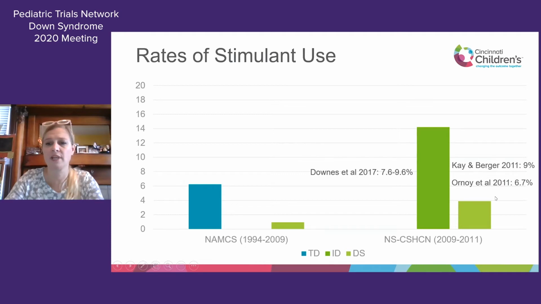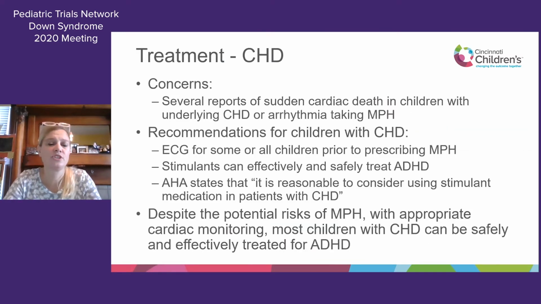So again, if we're looking anywhere from 4 to 9% of kids with Down syndrome receiving stimulant medication, that's much, much lower than the up to 45% of kids with Down syndrome potentially being diagnosed with ADHD. And there are legitimate reasons for why physicians might have concerns with prescribing medication to kids with Down syndrome. Our kids with Down syndrome have a much higher risk of having a congenital heart defect. And for individuals with or without Down syndrome who have a congenital heart defect, there is a concern for sudden cardiac death when taking methylphenidate.